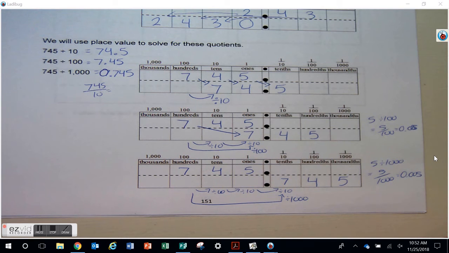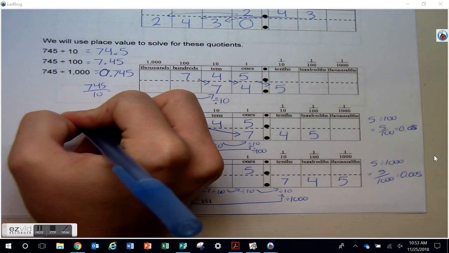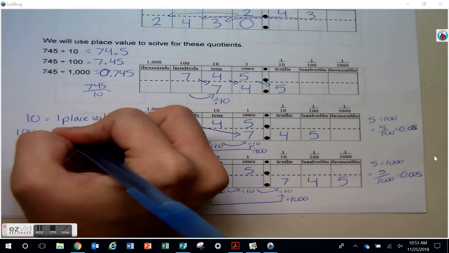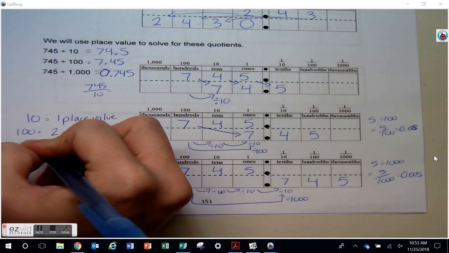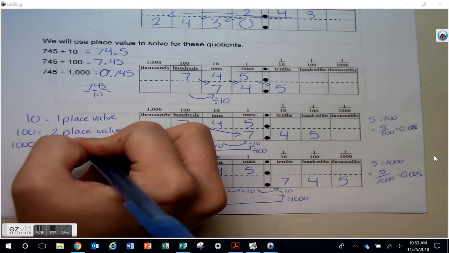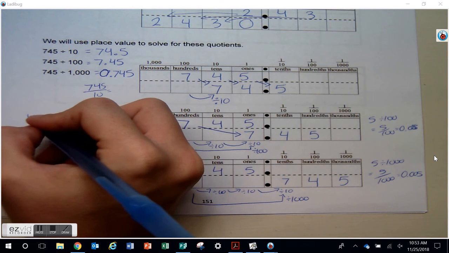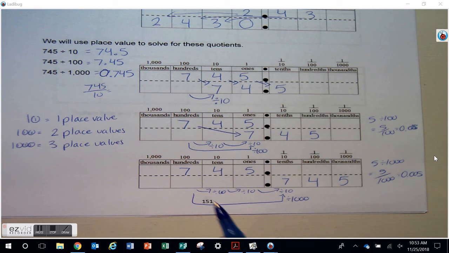Anytime I have 10, whether I'm multiplying or dividing, I move one place value. Anytime I have 100, I move 2 place values. Anytime I have 1,000, I move 3 place values. Is there any way that we could remember that? Well, notice how I have 1 zero here. I have 1, 2 zeros there. I have 1, 2, 3 zeros there.